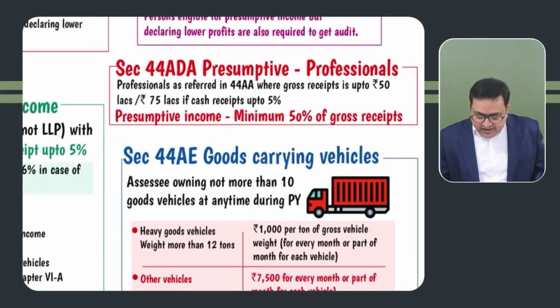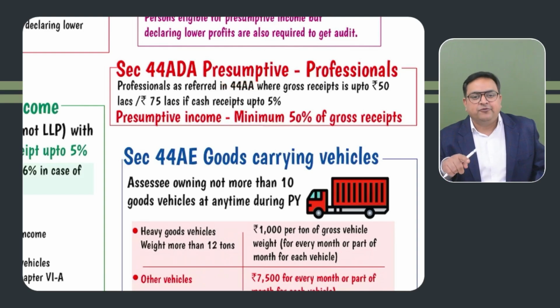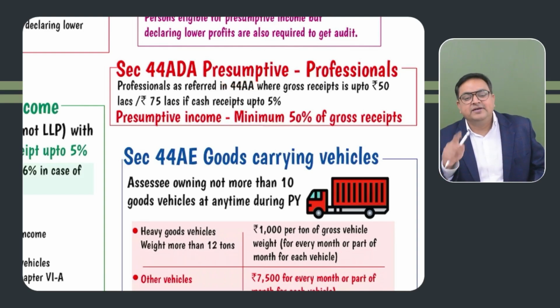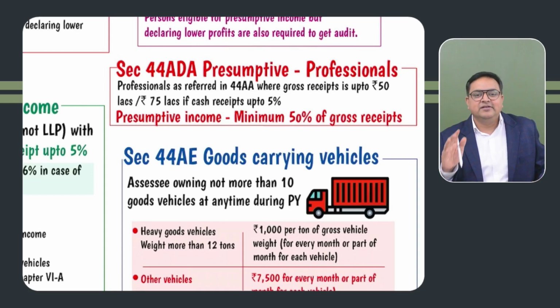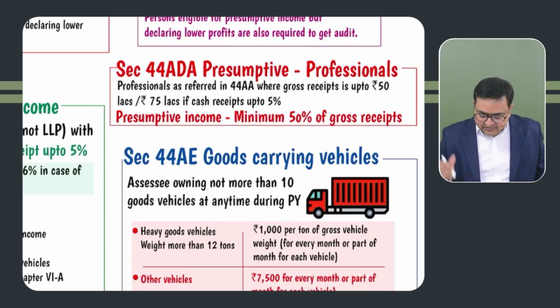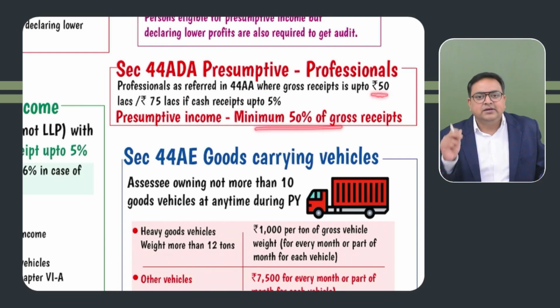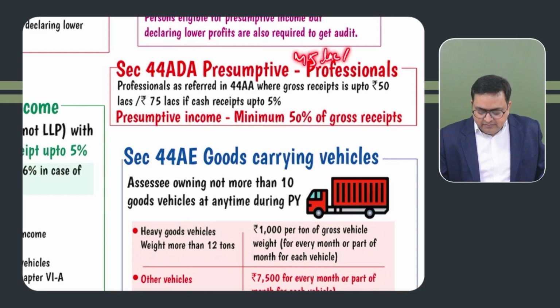What is 44ADA? This is for notified professionals, the notified professionals which are mentioned in 44AA. Chartered accountant, cost accountant, company secretary, doctors, engineers, lawyers, film artists, etc. They are eligible for 44ADA if their gross receipts during the previous year are not more than 50 lakh rupees. And how much would be the presumptive income? 50% of the gross receipts. So let's say if their gross receipts are 45 lakh, their presumptive income would be 45 lakh into 50%, right?